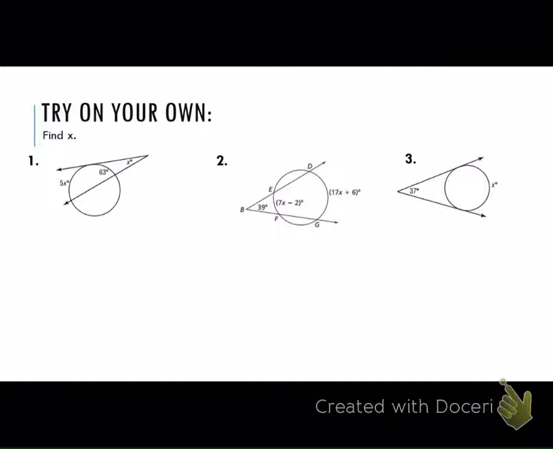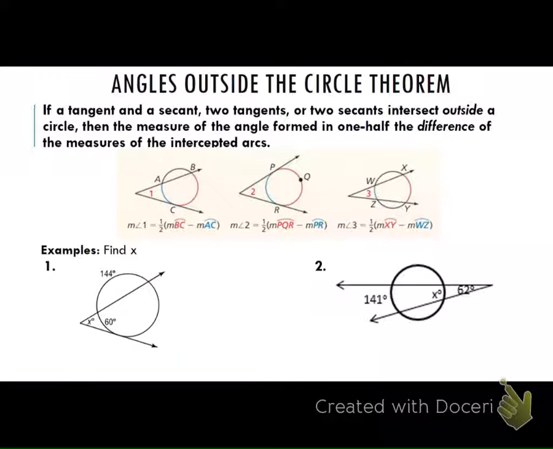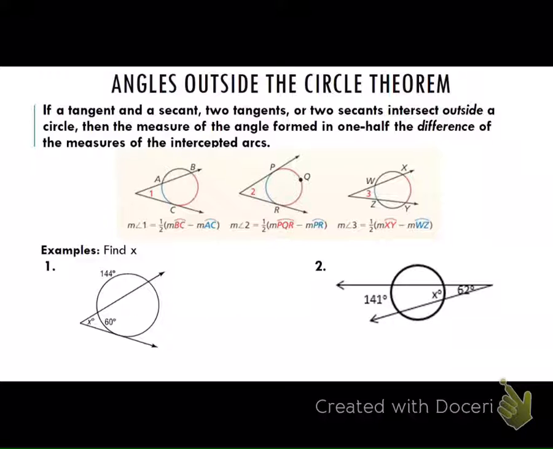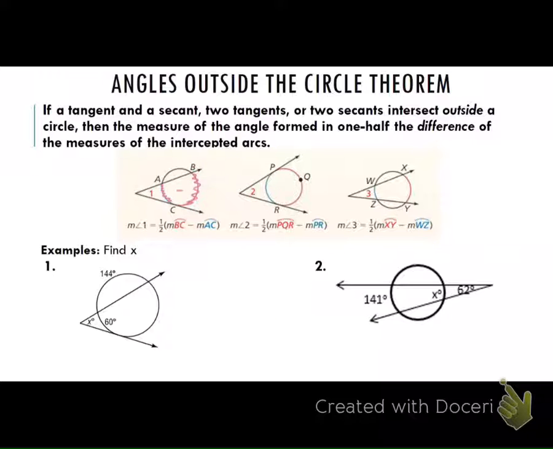All right. Oops, sorry. So angles outside the circle. If a tangent and a secant, two tangents, or two secants intersect outside the circle, then the measure of the angle formed is half the subtraction of the intercepted arcs. So these two arcs are the intercepted arcs, and we are going to take half of them and subtract them this time.